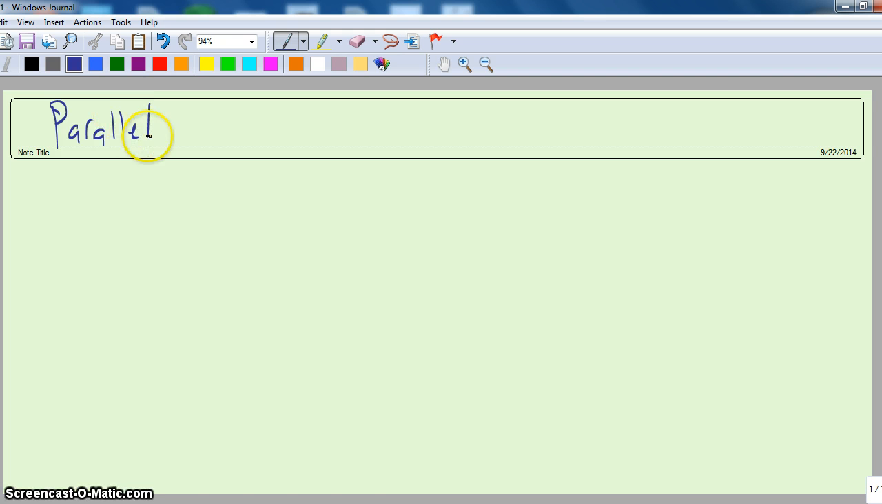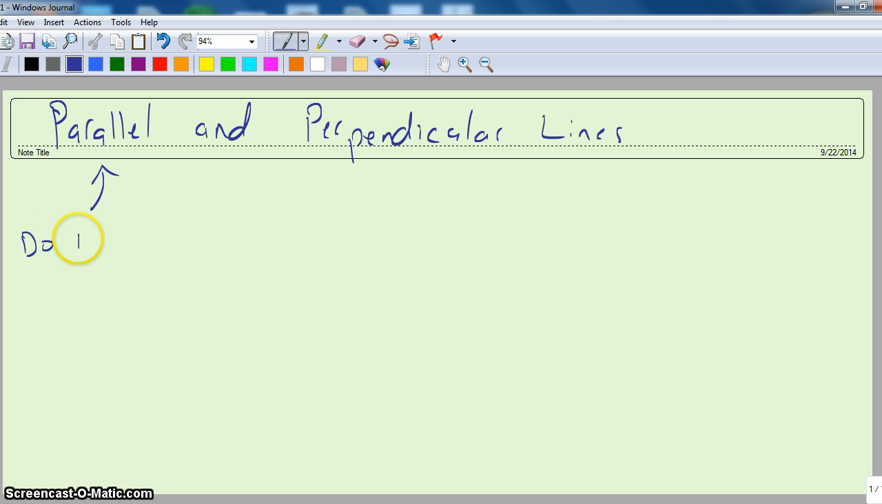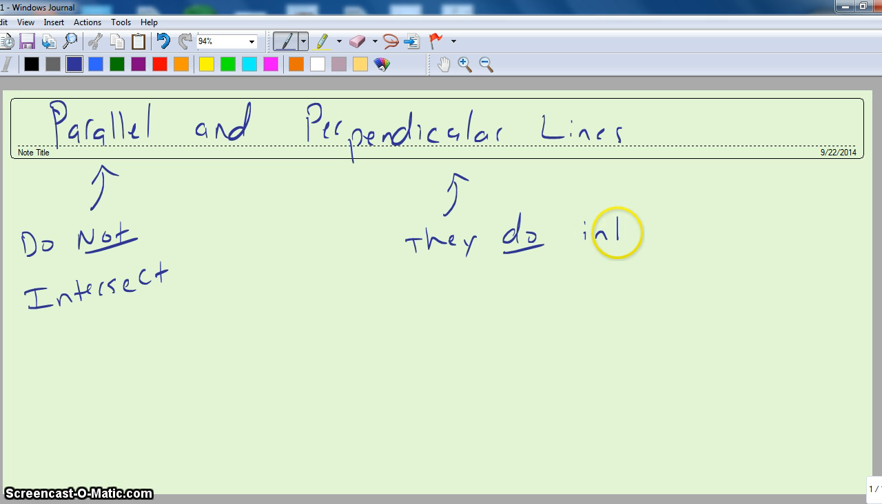Parallel and perpendicular. Now, I know what you're thinking. I already know this, sir. Yes, parallel lines, they do not intersect. They don't touch each other. Perpendicular lines, they do intersect. There's a lot more than that.